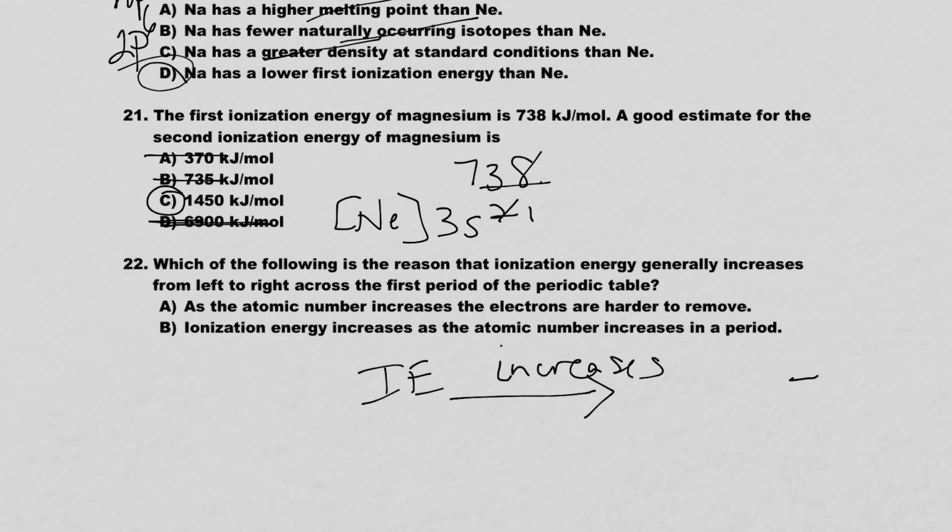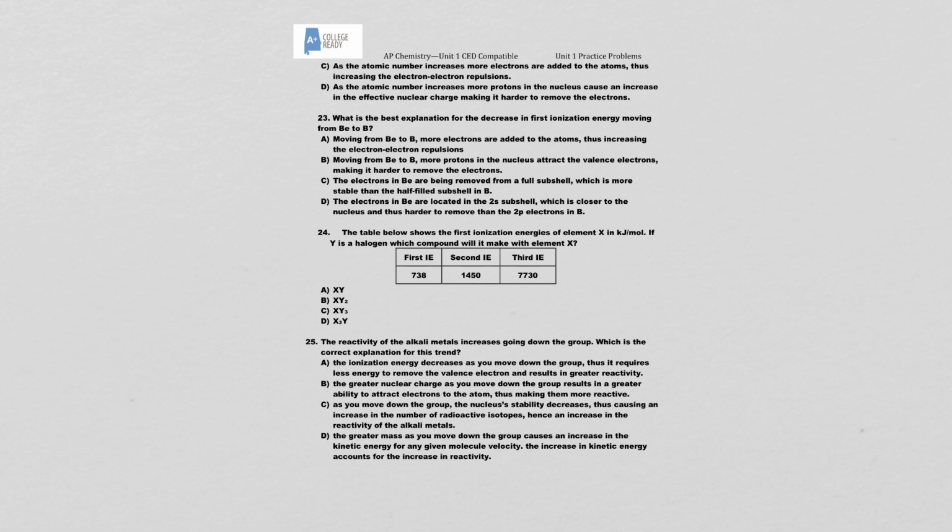When we answer this question, this is an example where you might want to think about what's the reason that's happening, and then look for the correct answer, because when you're reading a bunch of different sentences, it can be confusing. A says, as the atomic number increases, the electrons are harder to remove. That's true, but is that a reason? What is it about atomic number? That's a little vague. B, ionization increases as atomic number increases in a period. That's also true, but the question is asking for the reason. So A and B are not specific enough. It must be C or D.